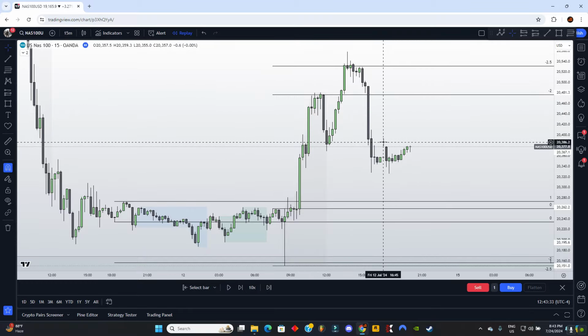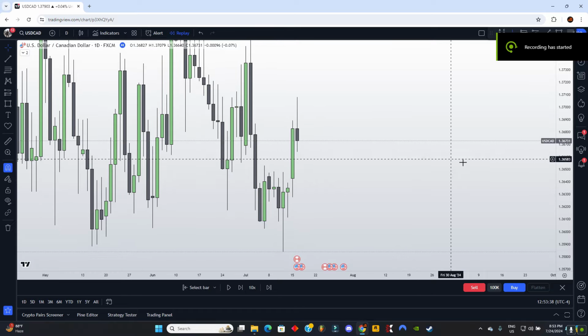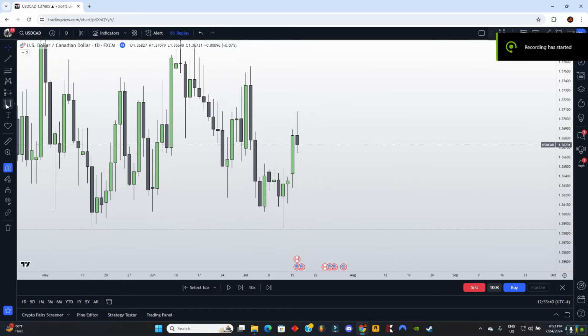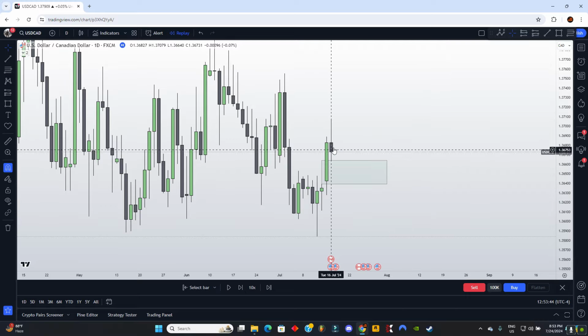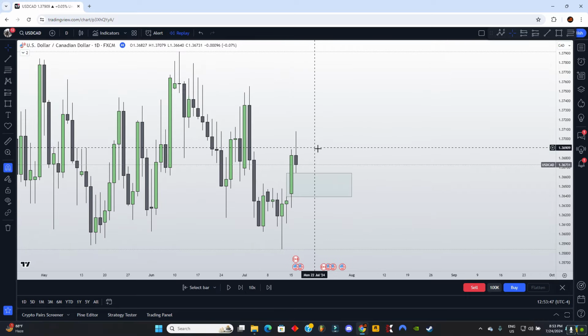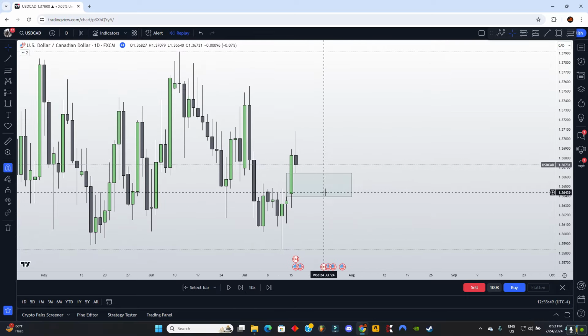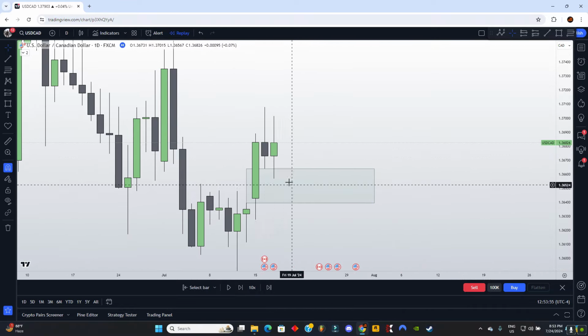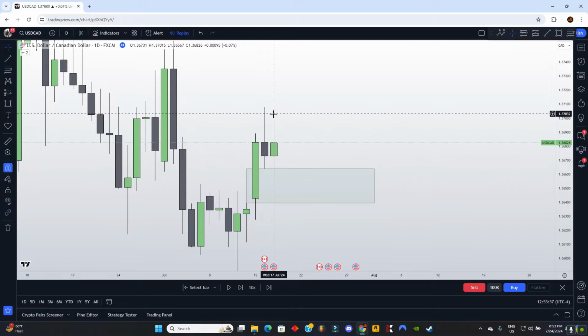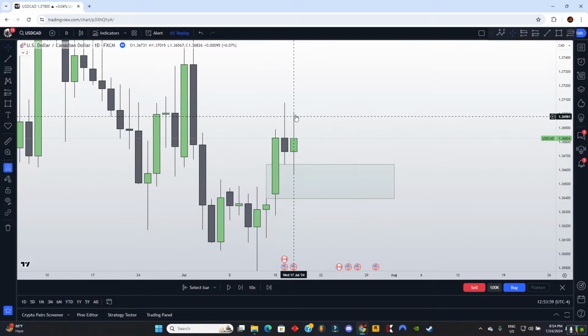Let's move on to the last example now. Alrighty guys, so here is the final example, looking at USD CAD. So we have this fair value gap, and now I'm anticipating that the next day is going to manipulate into this fair value gap. So you can see that we first manipulated into this fair value gap, and then we distributed to the upside. So now let's study this candle.